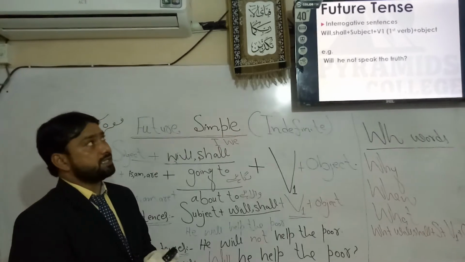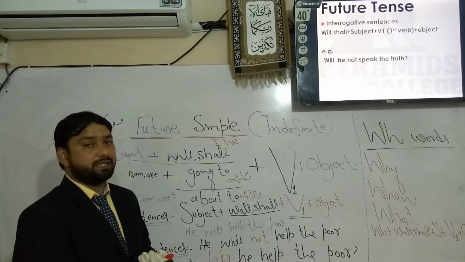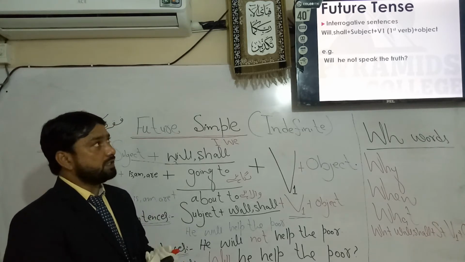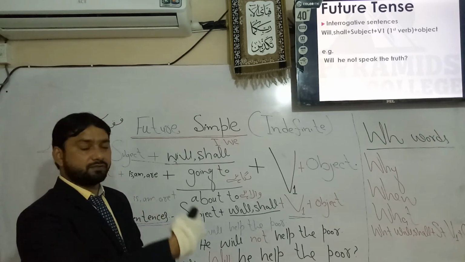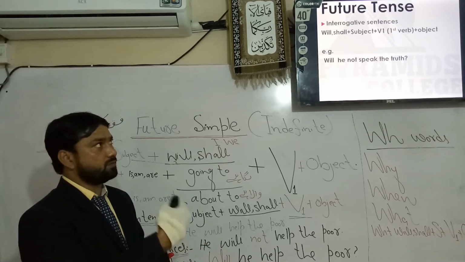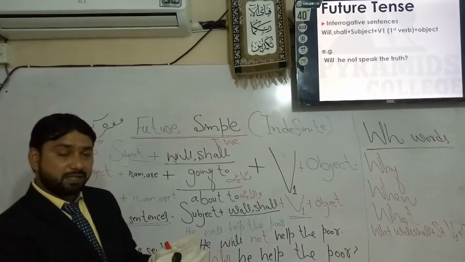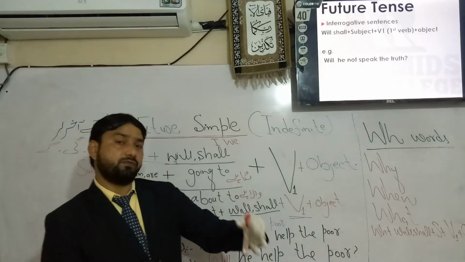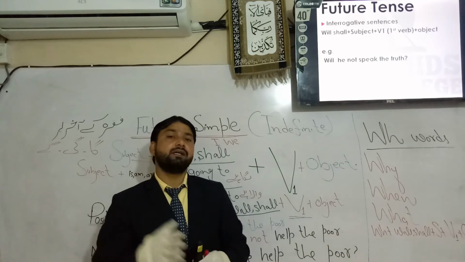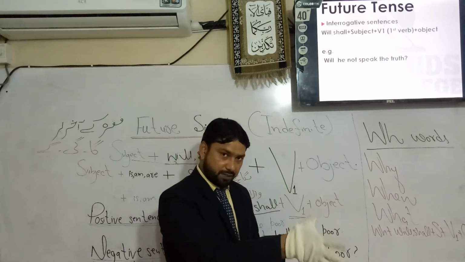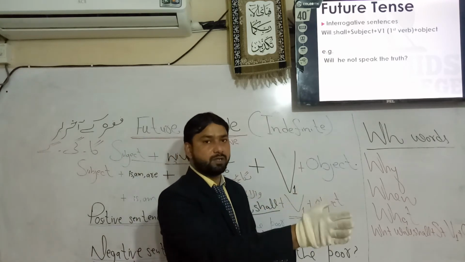Okay, how to make it interrogative? You are going to put will or shall in the beginning, then the subject, V1, the first form of the verb, and then the object, and then the sign of interrogation. Will he not speak the truth? Means, will he tell a lie? Will you buy new gloves? Will you help me in future? Will the government of Pakistan help the poor and the needy?